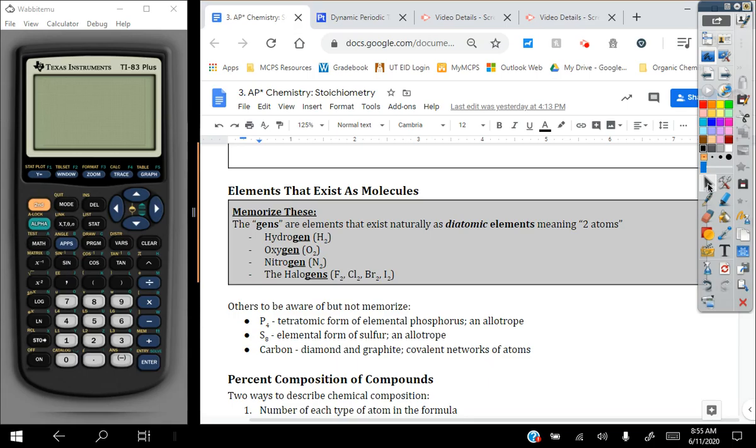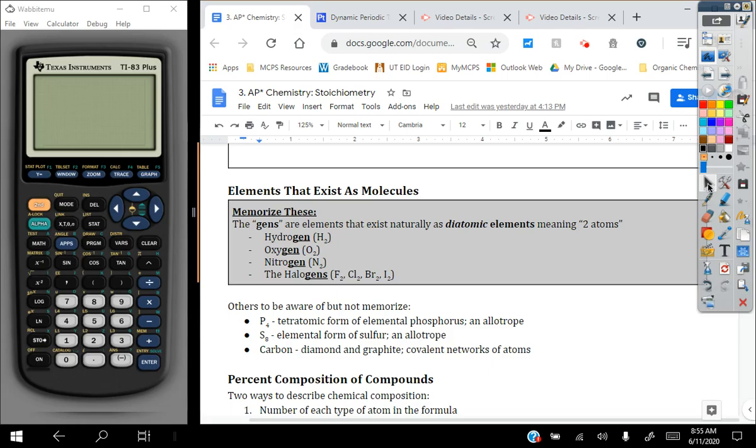Before we do that, something we need to make sure we memorize are the gens, which are my diatomic elements, meaning two atoms. So hydrogen, oxygen, nitrogen, and the halogens all exist as diatomic elements, meaning in nature they are never by themselves. They always exist as a pair. H2, O2, N2, F2, Cl2, Br2, and I2. That doesn't mean they can't be by themselves when they are part of a compound. It just means when they exist naturally as elements, they exist diatomically.